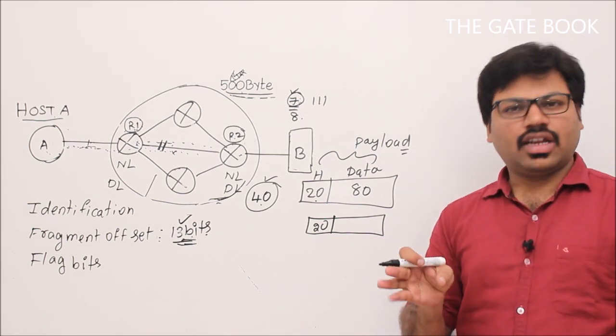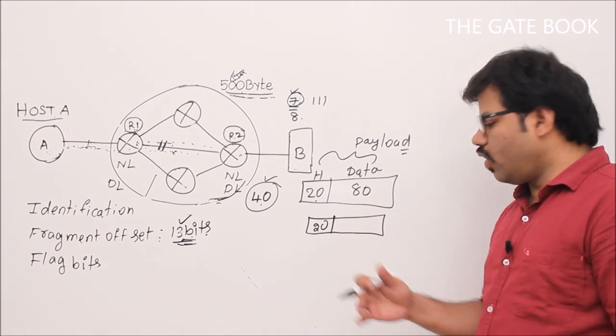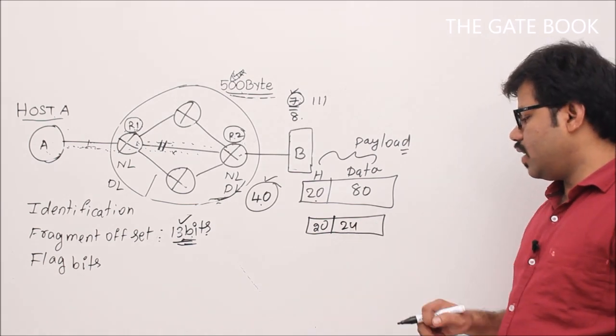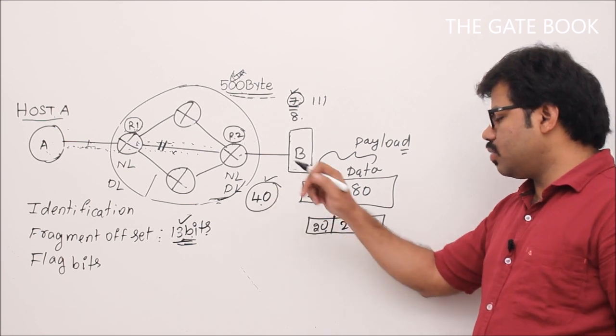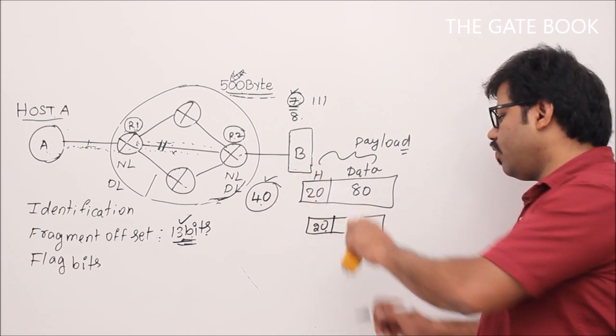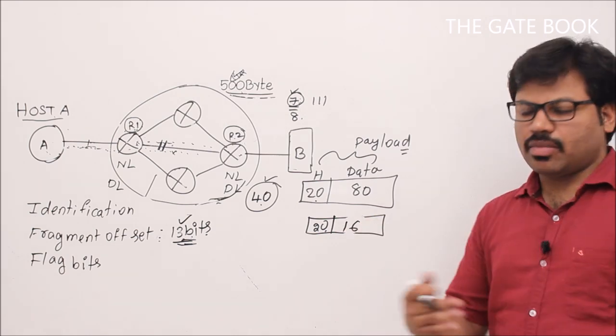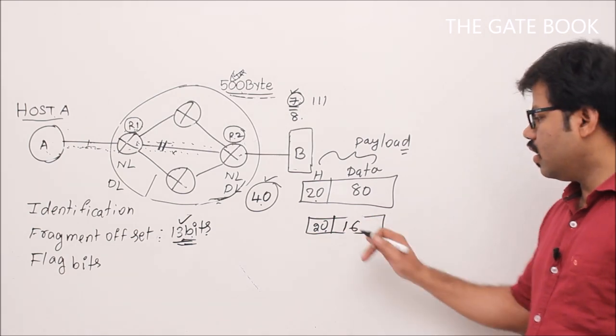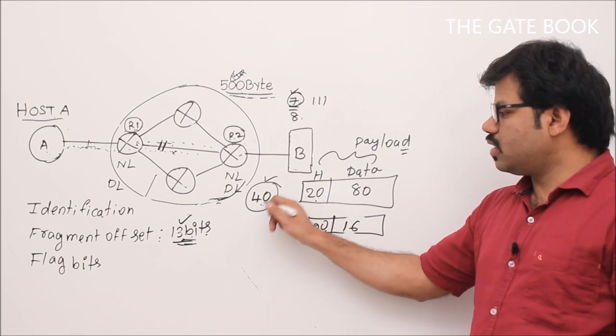1 8 or 2 8s or 3 8s. So 3 8s are 24 we can have. If I use 24 bytes here, 24 plus 20 is 44, but it is more than 40. So we can have the next smaller number, which is nothing but 16, correct? 16 plus 20 is 36, which is smaller than 40.